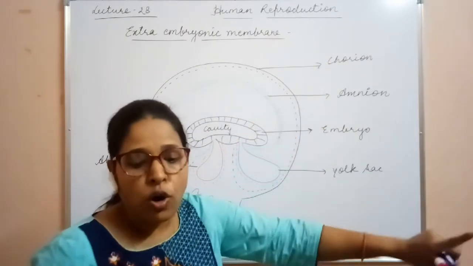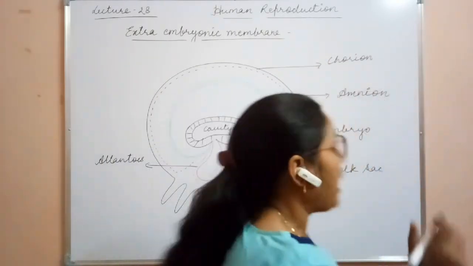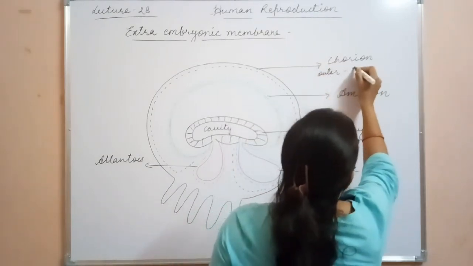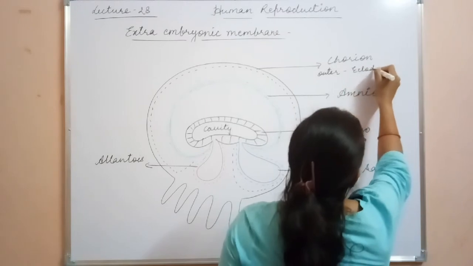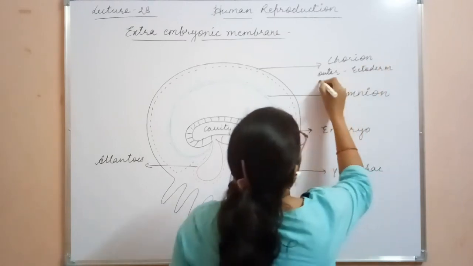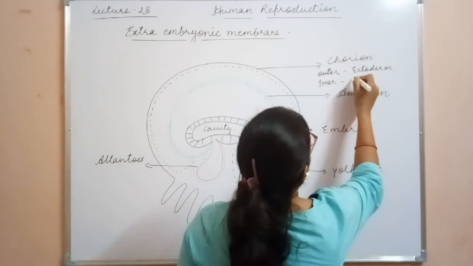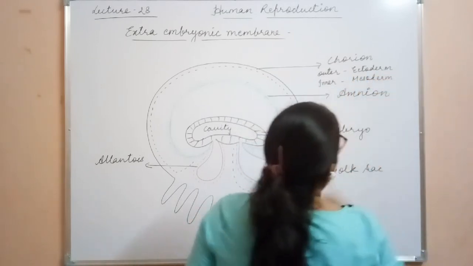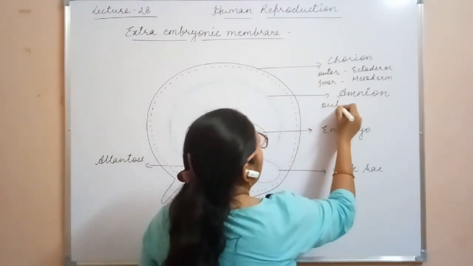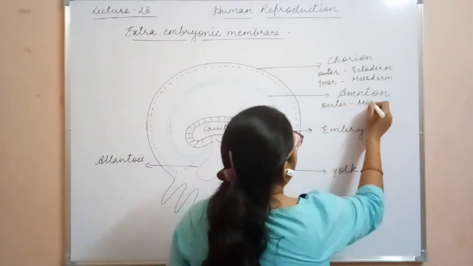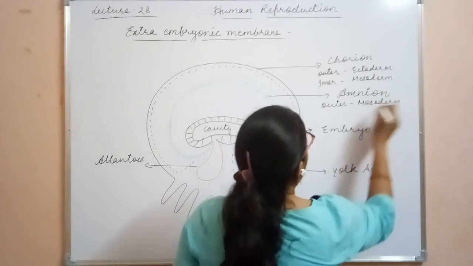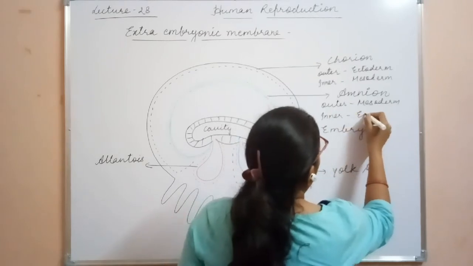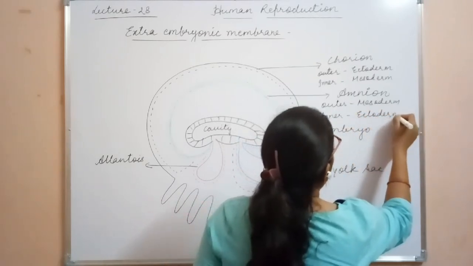In case of chorion, the outer membrane is ectoderm. Now we have discussed earlier, the outer membrane is ectoderm in case of chorion, and the inner membrane is mesoderm. In case of amnion, the outer membrane is mesoderm and the inner membrane is ectoderm. Clear?